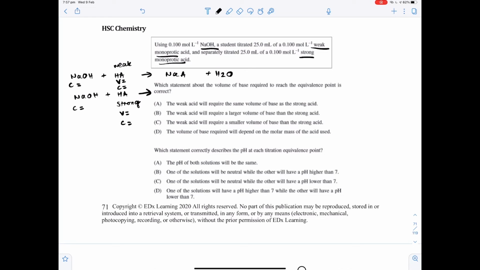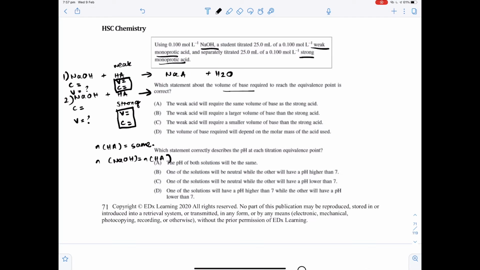Now, what is this question asking? Volume of base required. So we're trying to find this V. That's what we're trying to find, right? Now I have a question to all of you. These two C and V values are the same. These two C and V values are the same. What does that mean for the N values for HA for both of these acids? Same. The same. So what does that tell you then about the number of moles of NaOH required? It's a 1-to-1 ratio. It's going to be the same in scenario 1 and scenario 2.